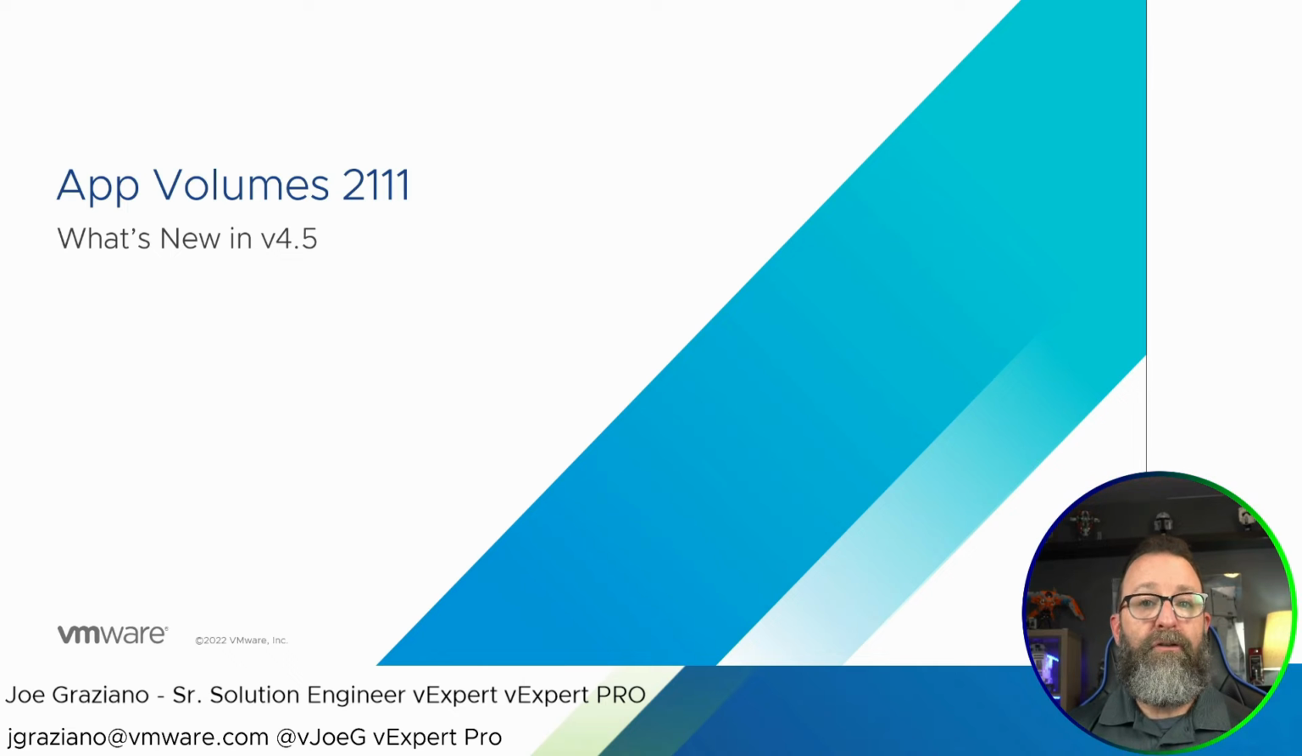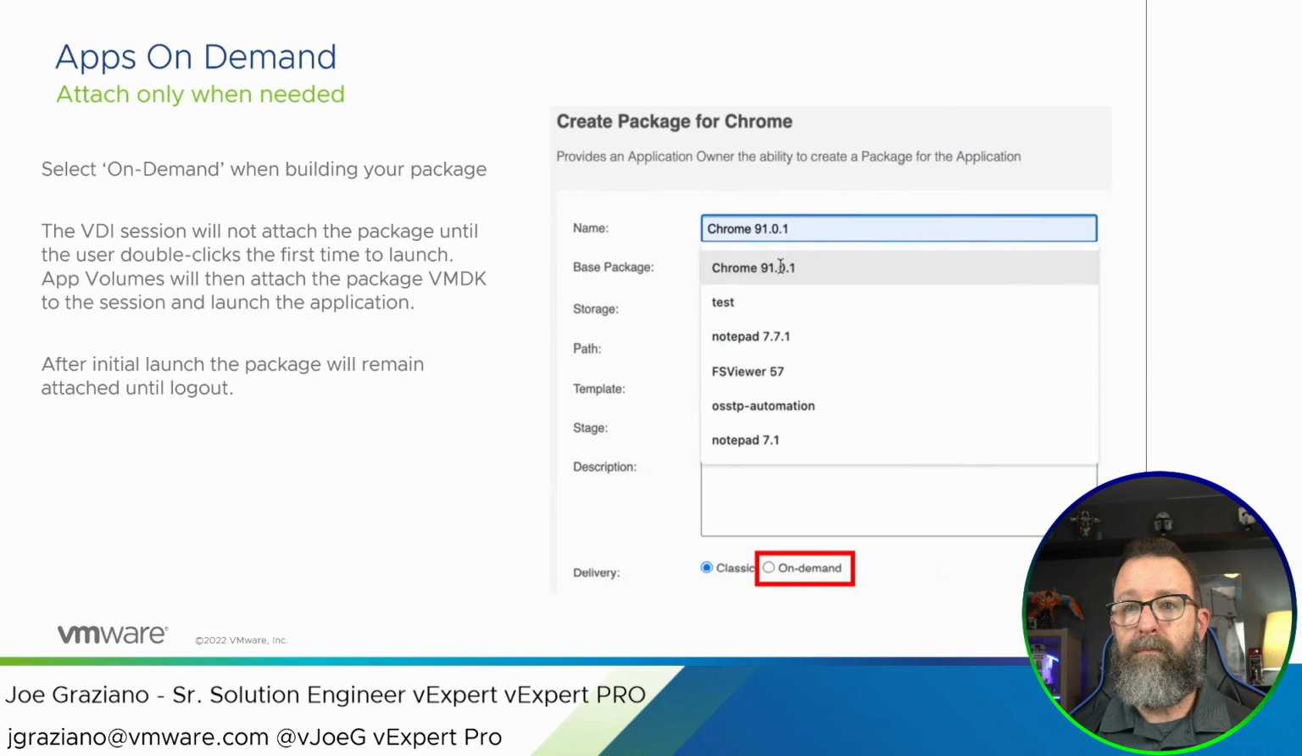Okay, so let's jump over to what's new in App Volumes. So, apps on demand. This is a really neat new feature where you can go into the package that you're creating, in this case it's Chrome, and you can set it to on demand. What that means is that when a user logs in, they don't automatically get this app stack attached. There's no VMDK added. So it only attaches, and it attaches quickly, after they initially launch the package. So when they double click it, it attaches and starts.